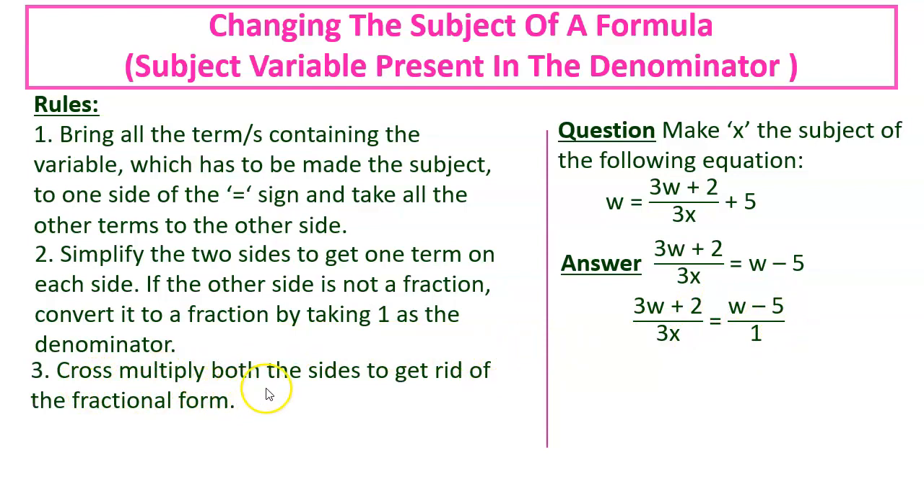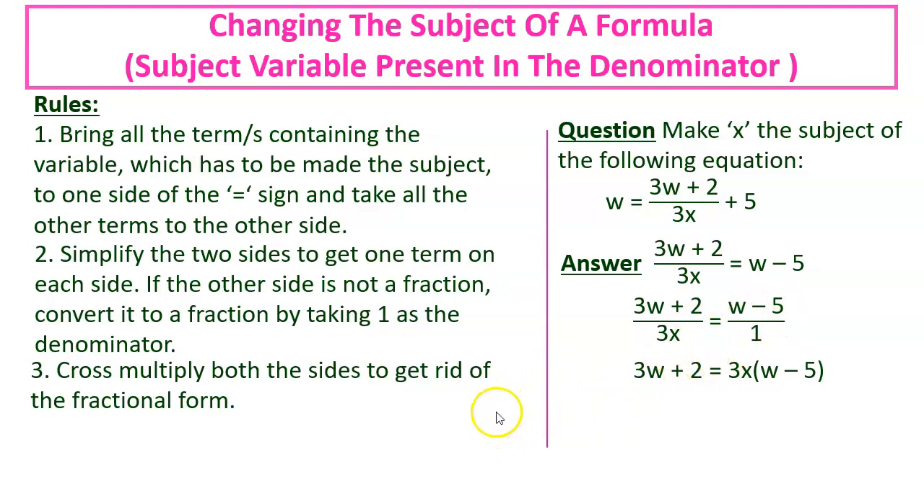Rule number 3 says cross multiply both the sides to get rid of the fractional form. There is a single term on the left hand side and a single term on the right hand side. Both are fractions, so we may cross multiply. We take the numerator of the left hand side and multiply it with the denominator of the right hand side, and we multiply the numerator of the right hand side with the denominator of the left hand side, and in between these two expressions there will be the equal to sign. So we multiply 3w plus 2 with 1, that is 3w plus 2, and 3x is getting multiplied with w minus 5. I have not multiplied them and written them as separate terms. I could have written them as separate terms, 3xw minus 15x.